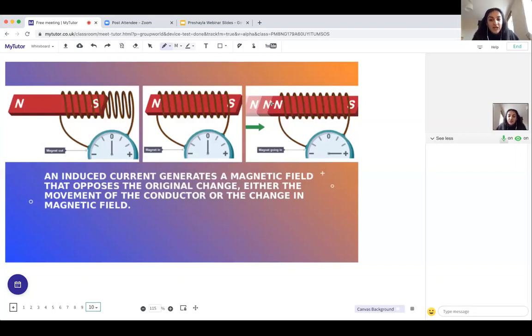So an induced current generates a magnetic field that opposes the original change. Okay, so the magnetic field opposes the original change. So we've pushed the magnet in this way, from left to right. That means the magnetic field created by the current goes from right to left. If we were taking it back out, the change is from right to left, so the magnetic field is from left to right. Quite a complicated rule, but all that it means is that whichever way you push the magnet in or out determines the magnetic field that is created because of current flowing through the wire.